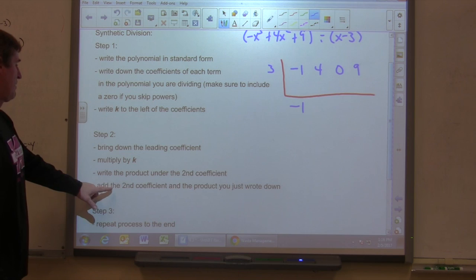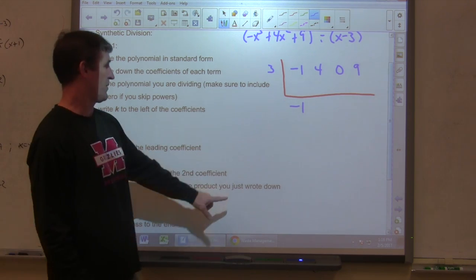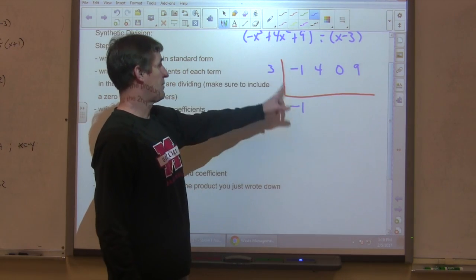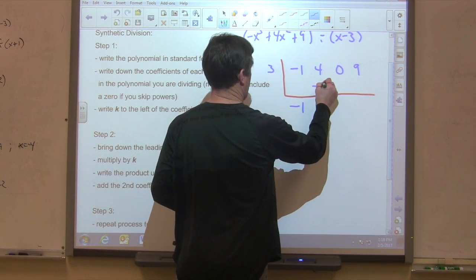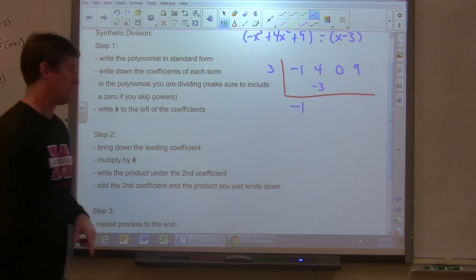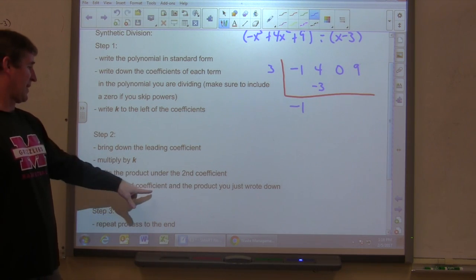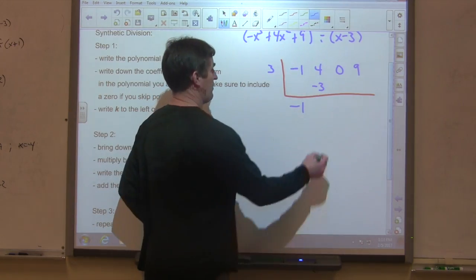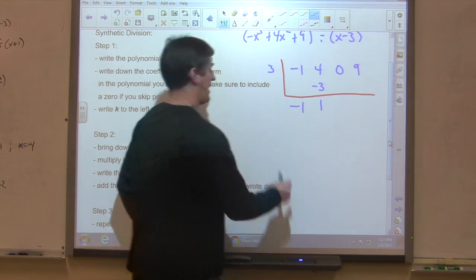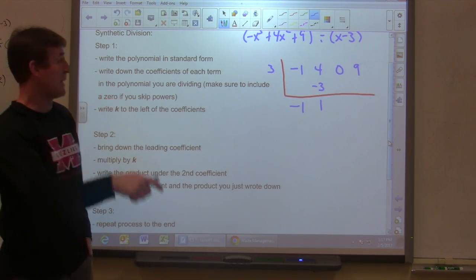And add: write the product under the second coefficient. That product, again, product is when you multiply. 3 times negative 1 is negative 3. I write that under my second coefficient. And then you add the second coefficient and the product you just wrote down. So we're going to add the 4 and the negative 3, and we get 1. And then we just repeat the process until we get to the end.